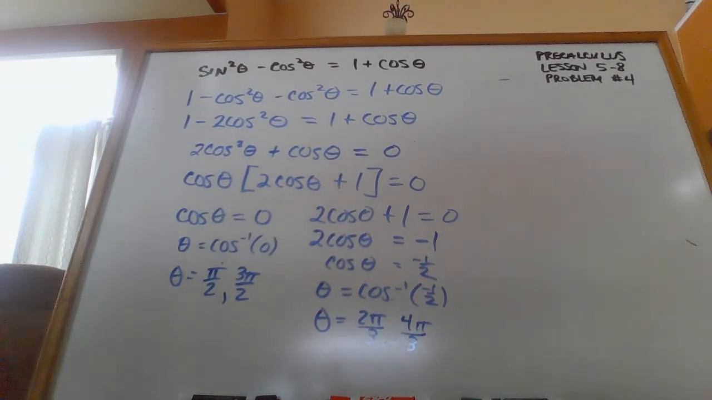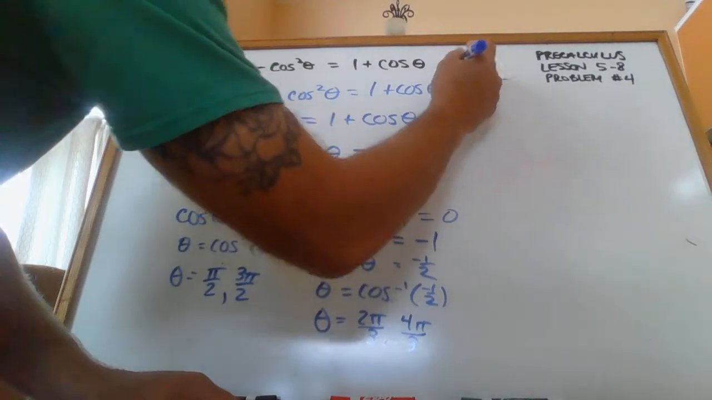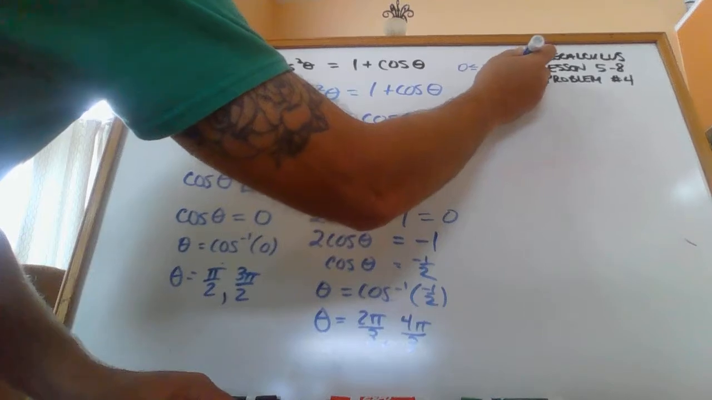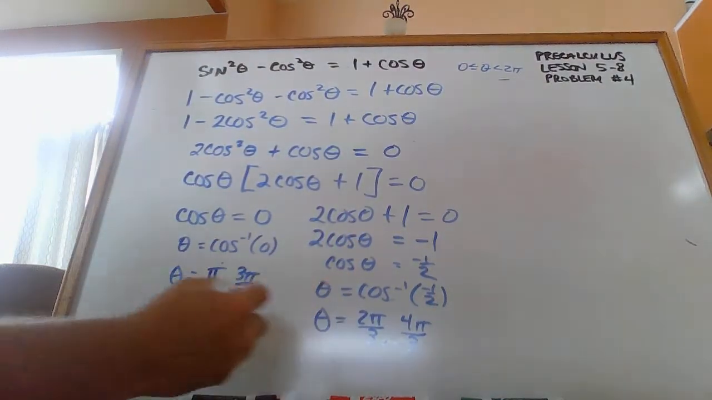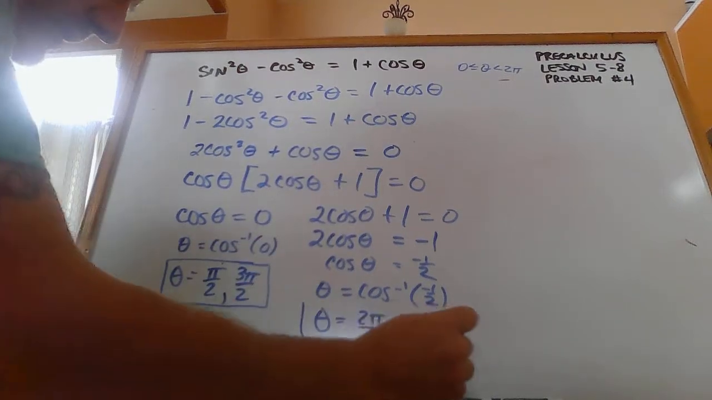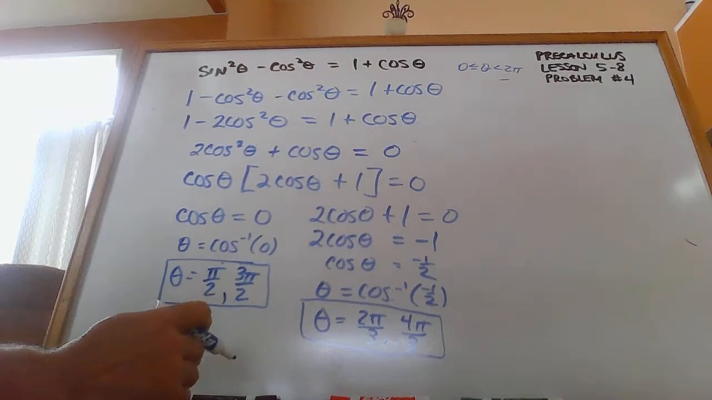Okay, now I can't remember on this problem if it said that there was a limit on here, like 0 is less than or equal to theta is less than 2 pi. If that's the case, then there are my 4 answers right there, because the period of both of these is 2 pi, and if I add 2 pi or subtract 2 pi onto these, I'm going to be outside that range.